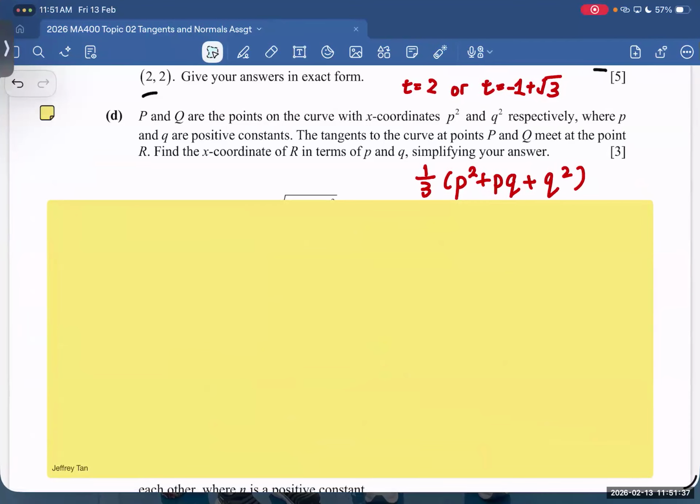Okay, so I go to this. Who needs D? Who needs D? Okay, so I go through, I draw a diagram. I'm going to draw a diagram.